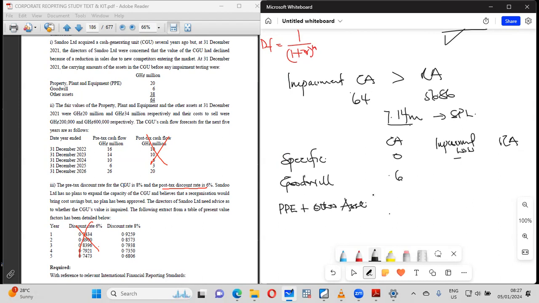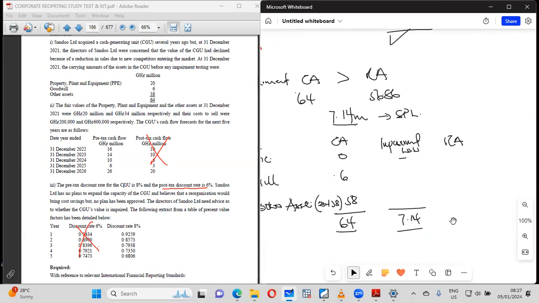All right, so this side should be what? We have 20 plus 38. So that gives us 58. So that gives us our carrying amount. And we have impairment of 7.14 million. And the recoverable amount was 56.86. So that is what we should be doing, 58.86. Is it 56 or 58? Let's go and check.